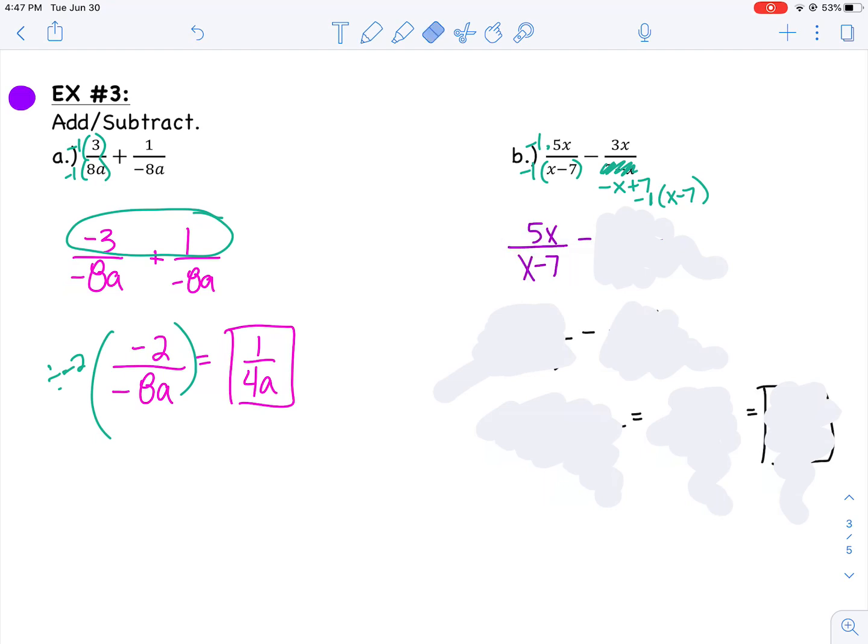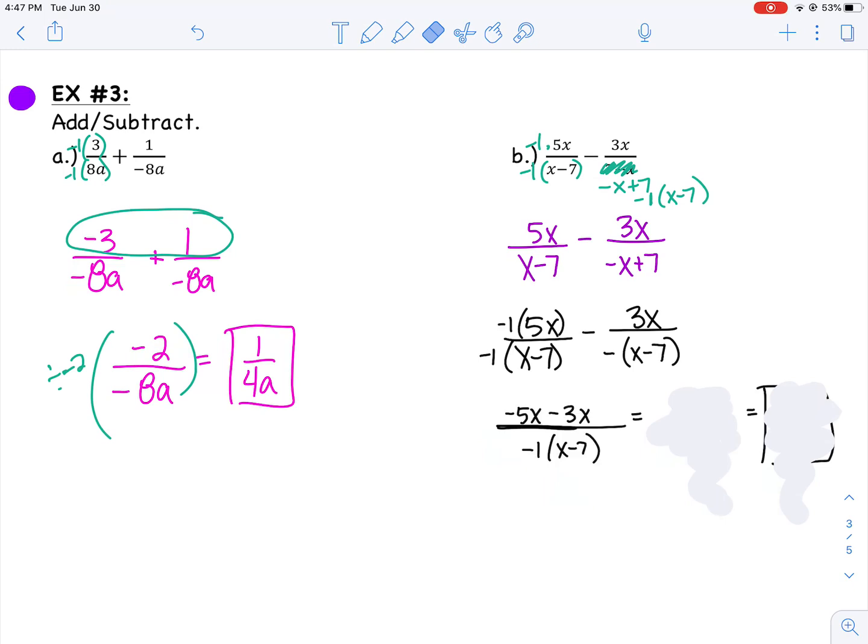That means my first fraction turns into, what did I do here? Oh, I just rewrote it in a different form. So if I multiply top and bottom by negative 1, and then my second fraction looks like this. My first fraction has a negative 5x in the numerator minus a 3x. So that's my numerator. And then I can combine them, remember, into the same common denominator.